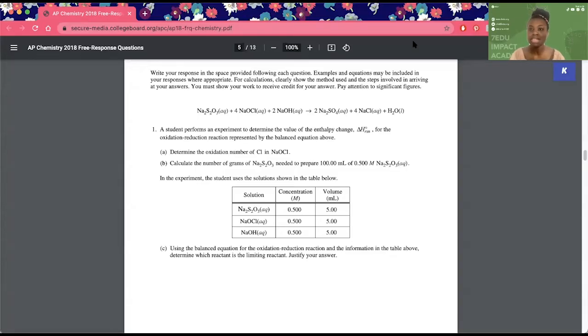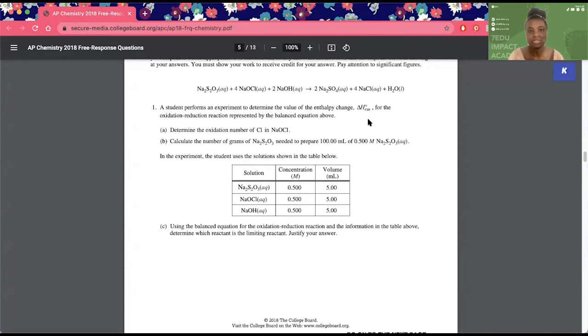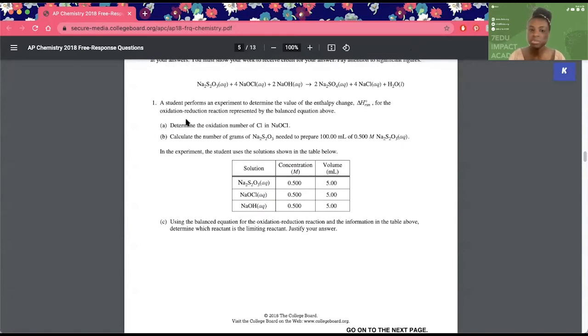Let's use the problem-solving strategy that I mentioned earlier and look at this problem, an FRQ from an old AP chemistry exam. So we're going to start with the first question. A student performs an experiment to determine the value of the enthalpy change, delta H reaction, for the oxidation reduction reaction represented by the balanced equation above. So we have our balanced equation above. A, determine the oxidation number of Cl in NaOCl.